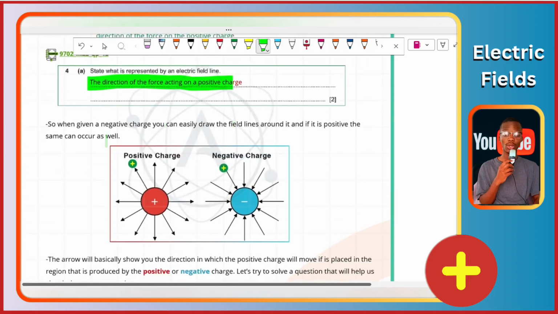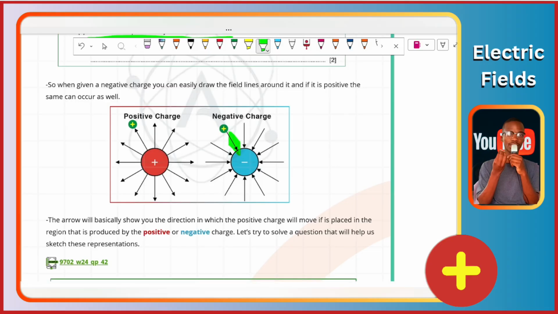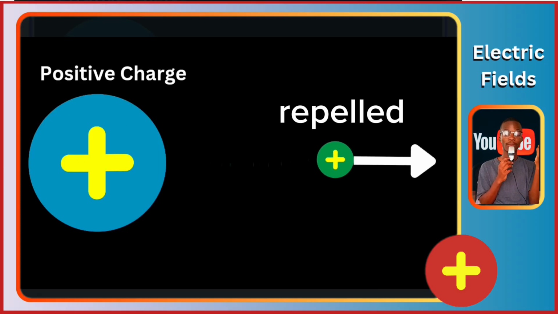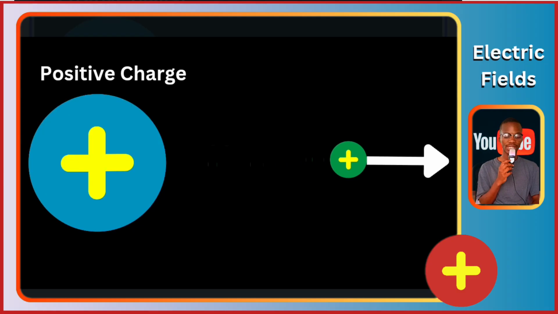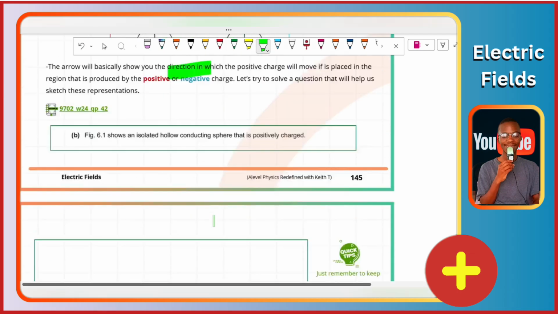So what is represented by an electric field line is the direction of the force acting on a positive charge. So when given a negative charge, the positive charge will be attracted, so we expect the field lines to be directed towards the center of the object. You put a big negative charge, the positive charge will be attracted towards the center. But if it's a positive charge, it is repelled, right? So if you put a positive charge towards it, it's going to be repelled. So the arrow will basically show you the direction in which positive charges will move if they're placed in a region. So they'll either get repelled or they'll get attracted.